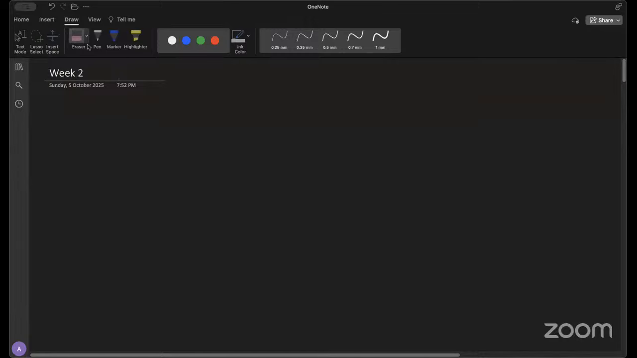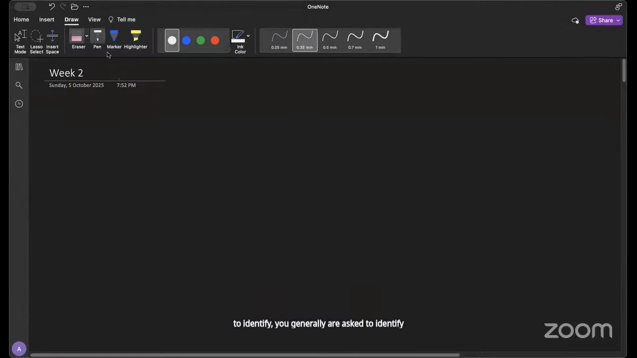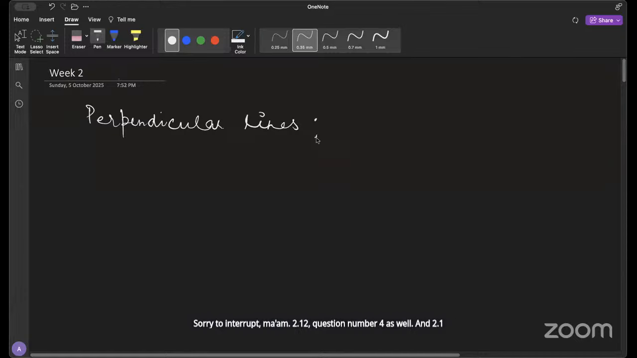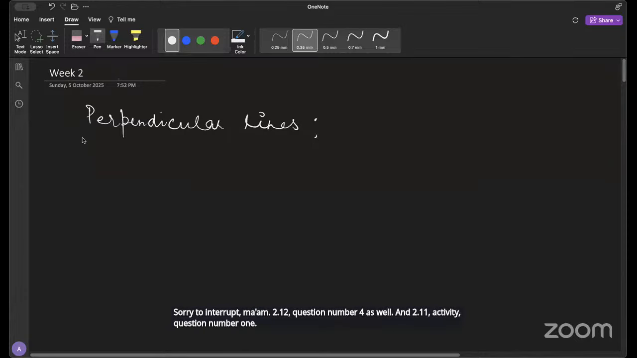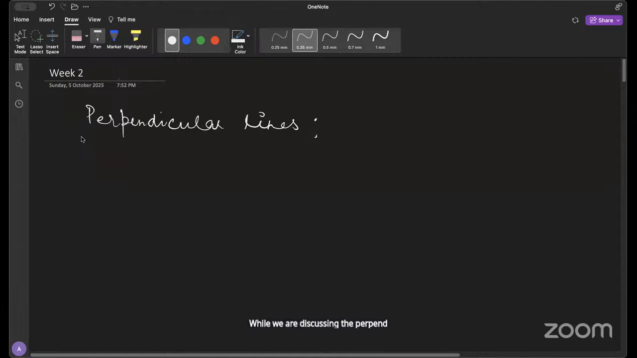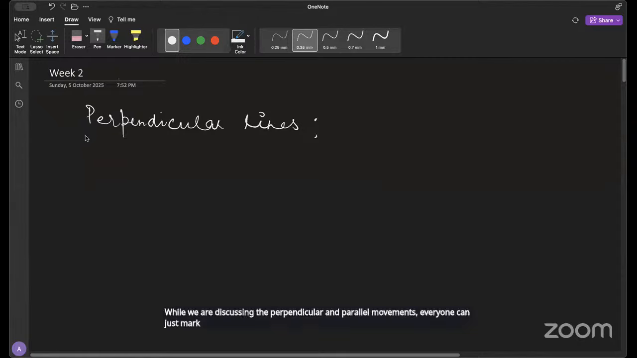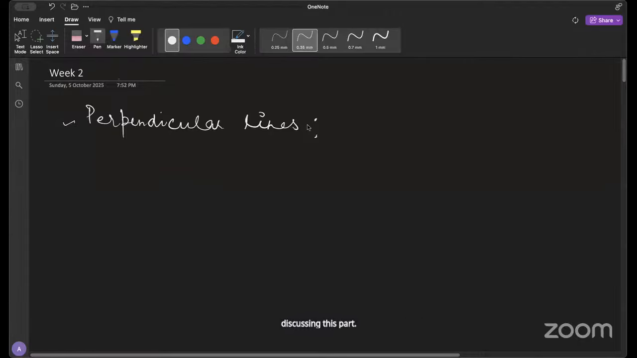So you are generally asked to identify whether lines are perpendicular or parallel. First, the condition for perpendicular lines. Sorry to interrupt, ma'am, 2.12 question number 4 as well, and the 2.11 activity, question number 1. While we're discussing the perpendicular and parallel lines, everyone can mark their doubts and we'll discuss them after this part.